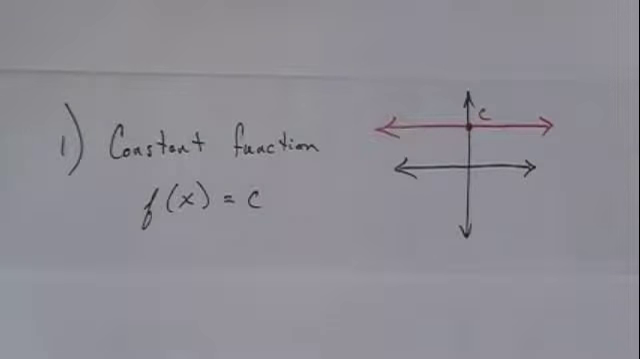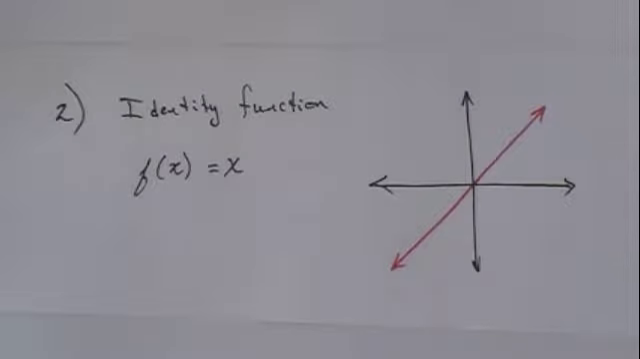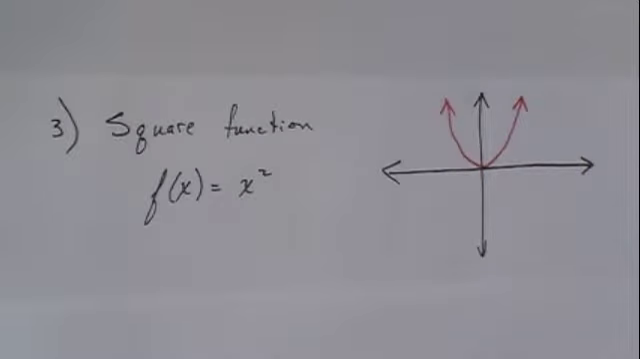The first function is a constant function, where f of x equals a constant value. This is going to result in a horizontal line, whatever that value is. Our next function is the identity function, f of x equals x. Remember, this is our line y equals x, where each of our y values and x values are the same. Our square function makes a parabola. This is f of x equals x squared.